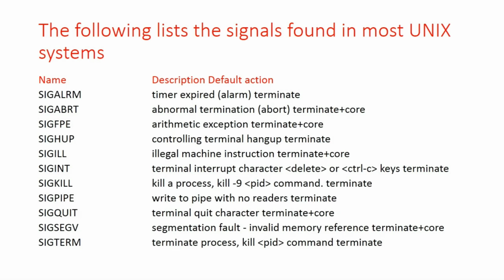Next one is SIGQUIT, for the terminal quit character. Next one is SIGSEGV, the segmentation fault. So if there is a segmentation fault while running the process, then the signal SIGSEGV will be generated. Next one is SIGTERM. If the process terminates due to the kill API or the kill command, then you will get the signal SIGTERM. These are some basic signals found in most Unix systems available, like Ubuntu and Fedora.